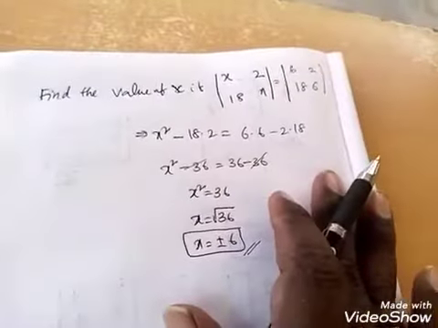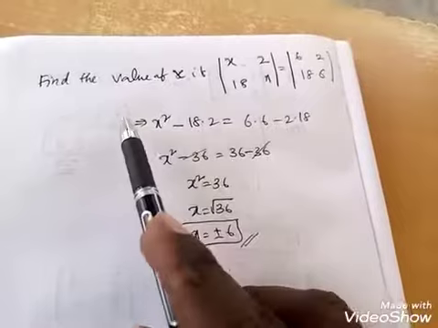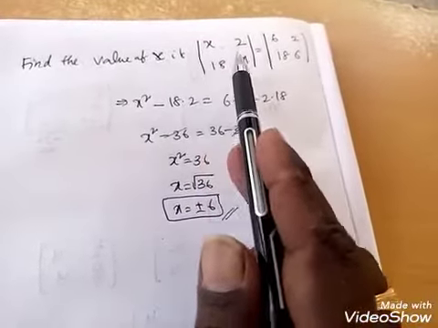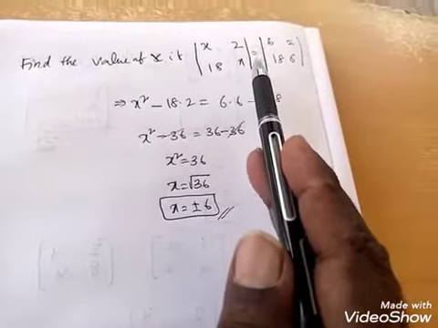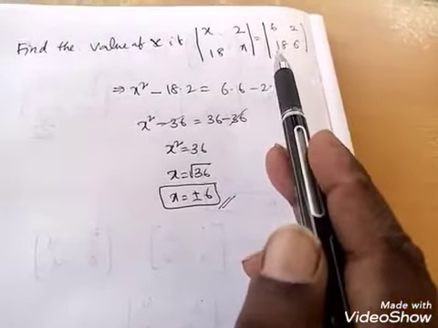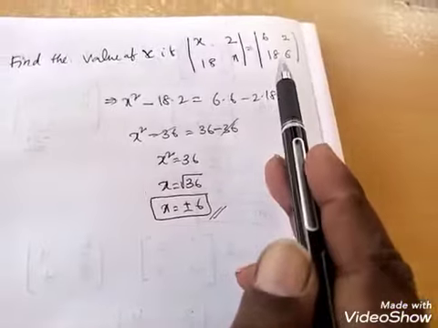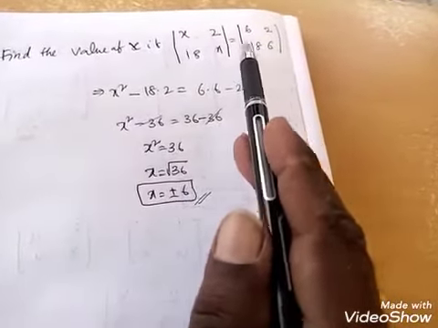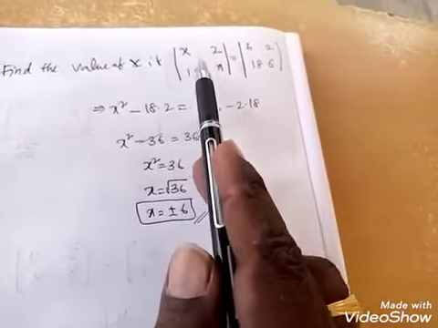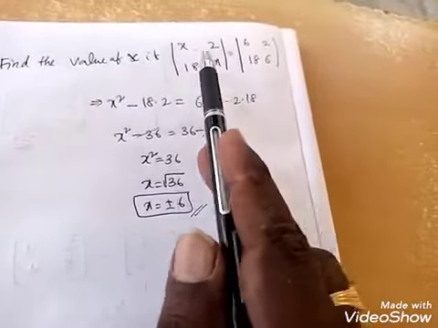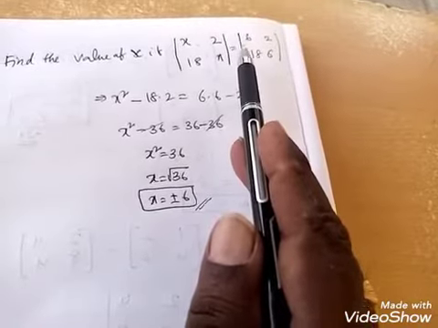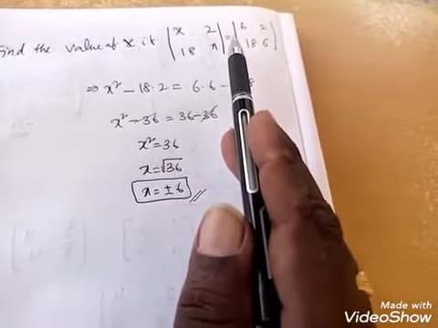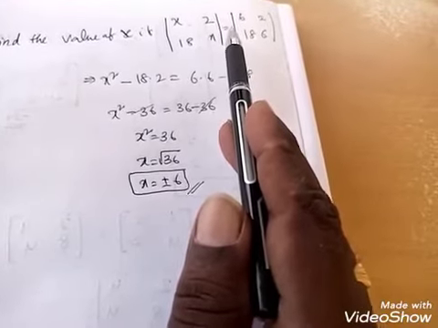Here I am moving to one more problem: find the value of x if det of [[x, 2],[18, x]] is equal to det of [[6, 2],[18, 6]]. In this type of problem usually people make a blunder mistake, where they equate the corresponding elements. They will write x is equal to 6. This type of question is seen in entrance examinations, and they choose x is equal to 6 directly without thinking more.